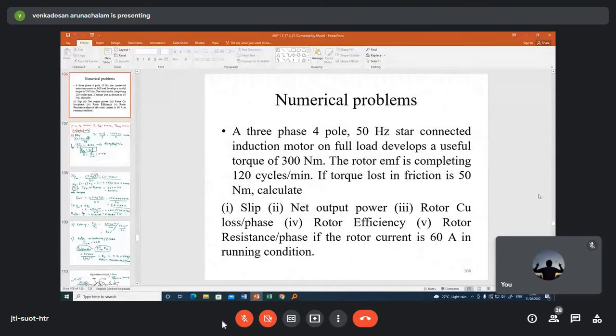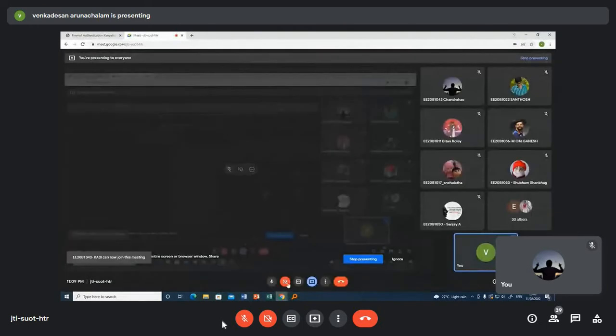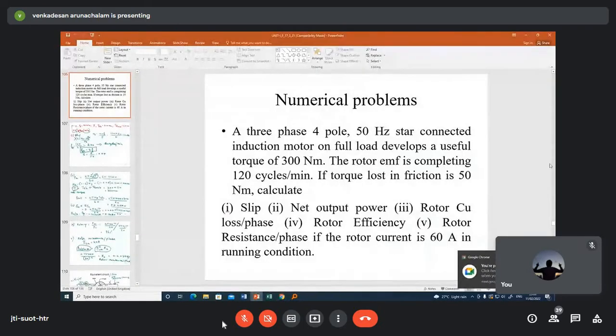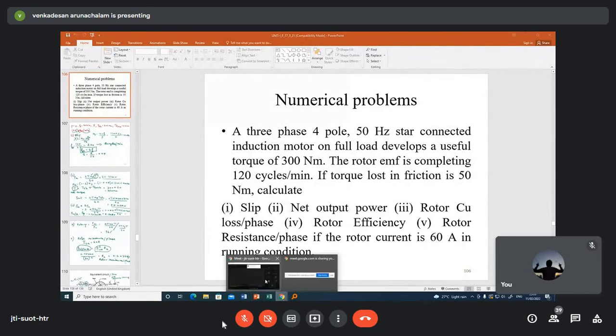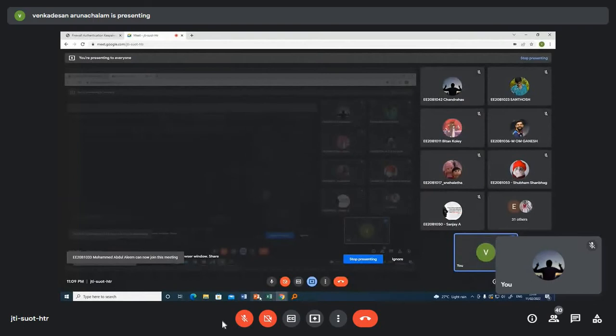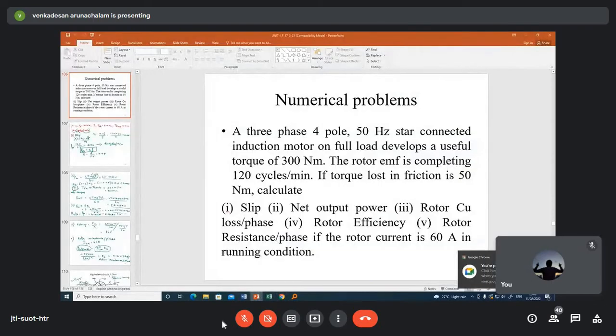So this is the problem on power stages in induction motor. The problem is going like this. A 3-phase 4-pole 50 Hz star connected induction motor on full load develops a useful torque of 300 Newton meter.